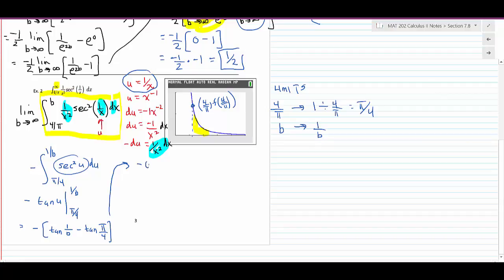Okay, so we got negative tangent 1 over b plus tangent pi over 4. Now we're ready to do the limit. You have to dig into your trig background on this. So you're going to do the limit now as b approaches infinity of negative tangent of 1 over b plus tangent of pi over 4. There's one other thing, I'll do that in the next step here.